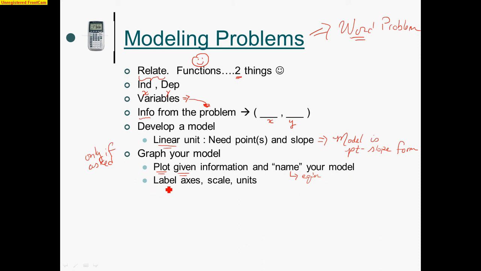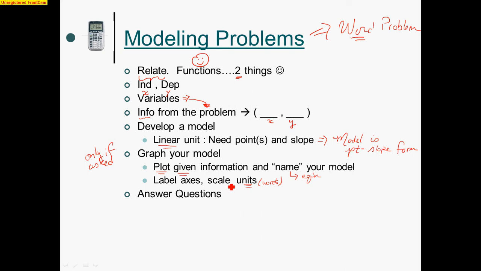I haven't really emphasized labeling axes, but when you're doing a word problem, please do not label the axes just with X and Y. You need to have units on your axes. In other words, words. Also a scale, and I'll show you what I mean by scale when we do the example.